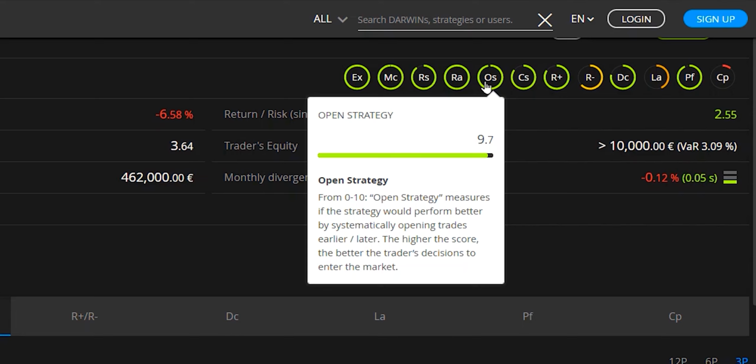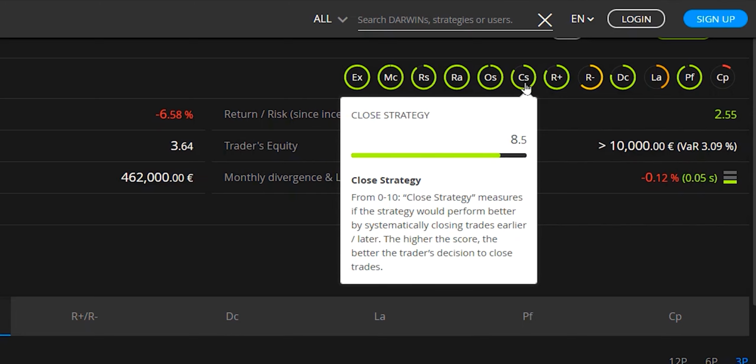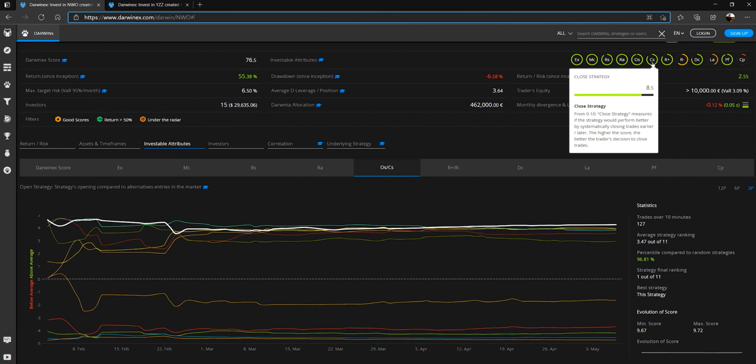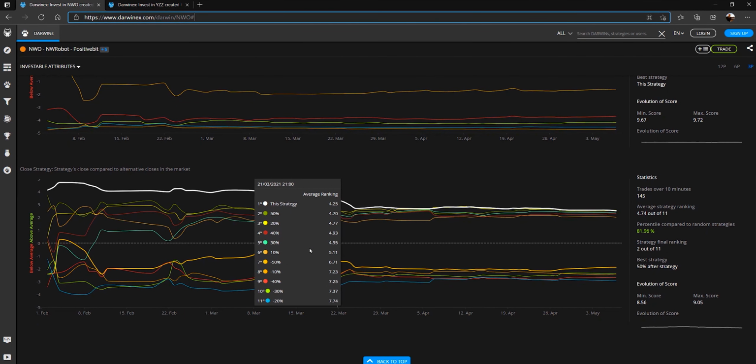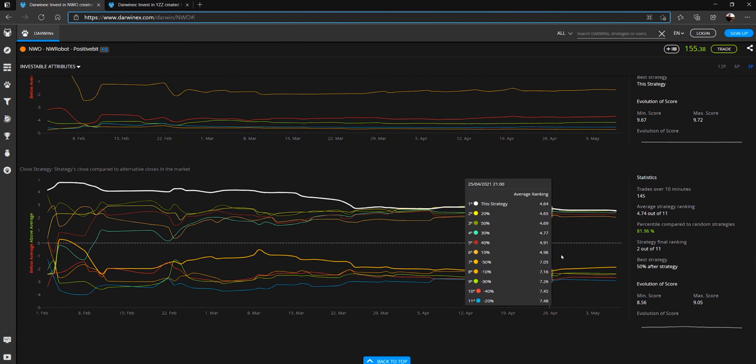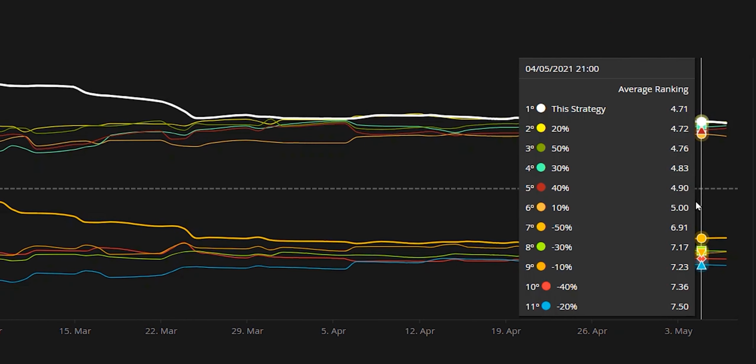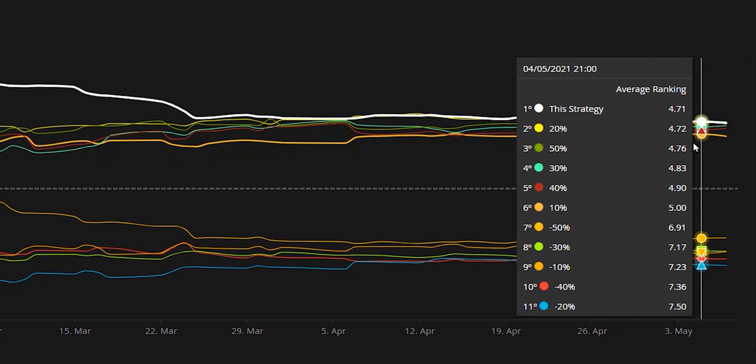Now we've only looked at the open timing so far, but by moving along here we can see the close strategy, and this particular system scores 8.5, and you can access the close strategy right underneath the open strategy chart. And here you can see that once again this strategy performs better than any of the hypothetical alternatives. And the calculation here is done on exactly the same principle as for the open signal. So the duration of the trade is calculated, and then a percentage of that duration is added or taken away from the actual trade exit to give us the timing for the 10 alternatives.